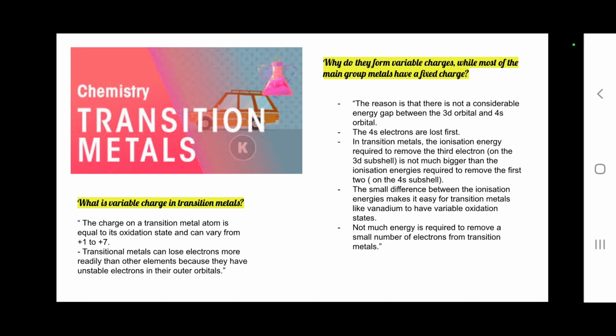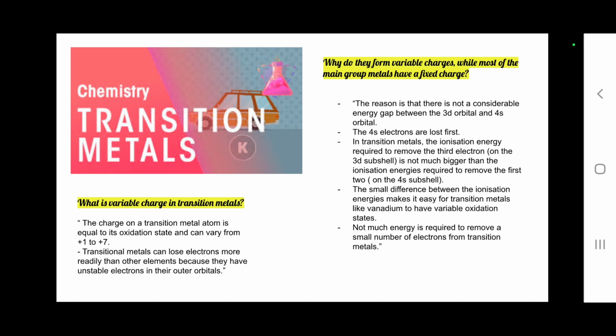Why do they form variable charges while most of the main group metals have a fixed charge? The reason is that there is not a considerable energy gap between the 3d orbital and 4s orbital. The 4s electrons are lost first. In transition metals, the ionization energy required to remove the third electron on the 3d subshell is not much bigger than the ionization energies required to remove the first two on the 4s subshell.